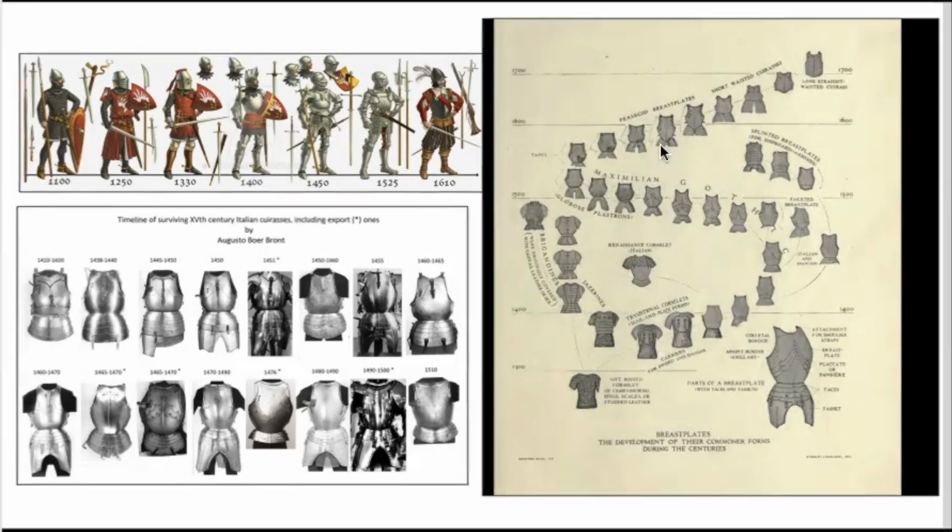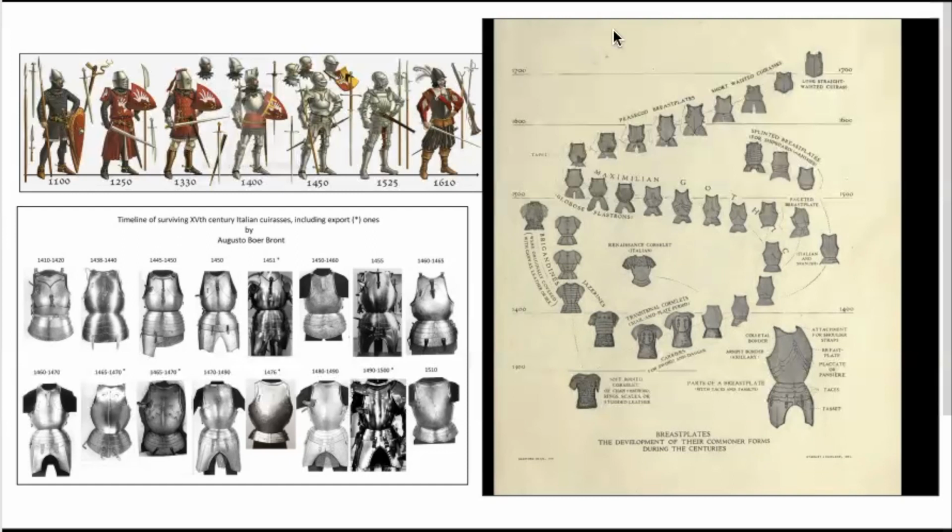These timelines on this particular slide present European armor and the history of European armor. The one on the upper left is a general overview from 1100 to 1610. And notice that the two ends of the timeline are marked. The artist has sacrificed an evenly divided timeline in order to include and highlight the images.